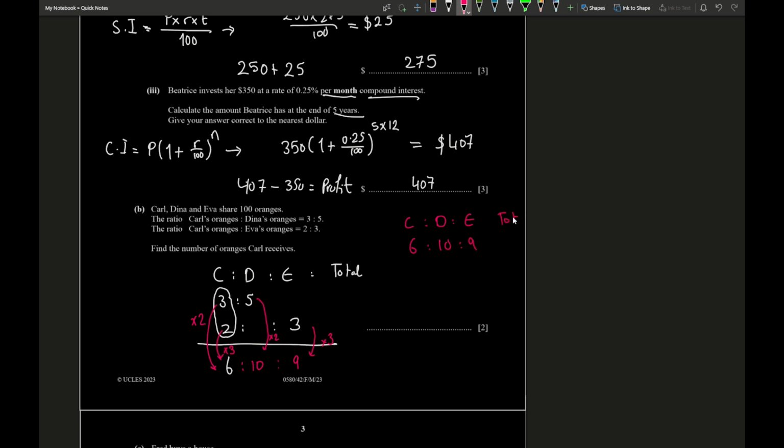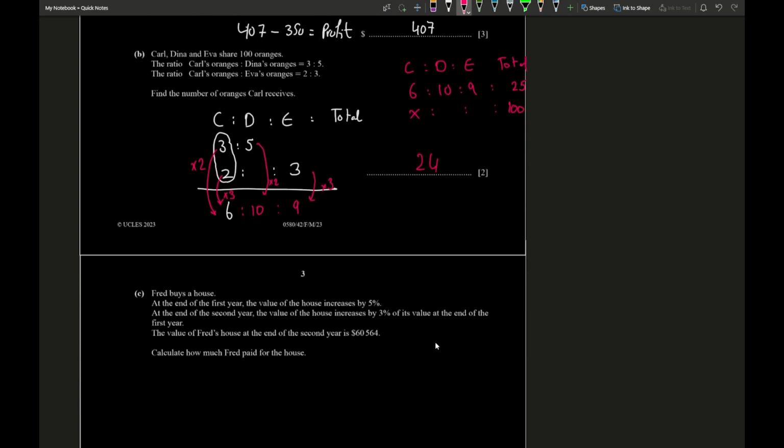والtotal بتاعنا is the sum of the ratios, which is 25. بيقول لك they all share 100 oranges. هتكتب ال 100 تحت التوتال. بعدها find the number of oranges Carl receives, which is 6 times 100 divided by 25. So 6 times 100 divided by 25 is equal to 24.